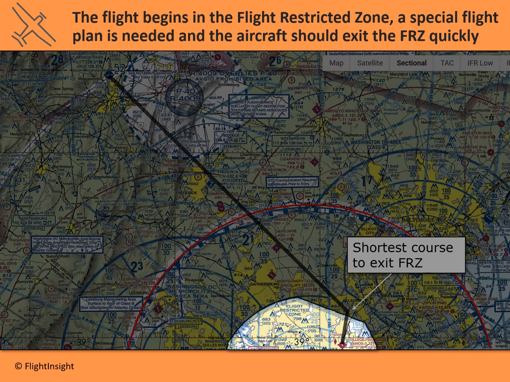We're going to plot our first leg of the course being the shortest distance right out, almost straight to the north out of College Park. And then once we're out of there, we'll continue along that route. So we'll amend our route just for the flight restricted zone, and then we'll see if there's anything else that would kind of cause us to continue or to further amend that route.